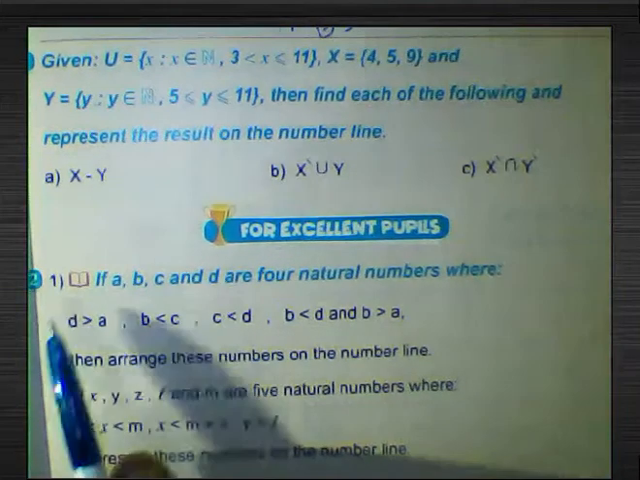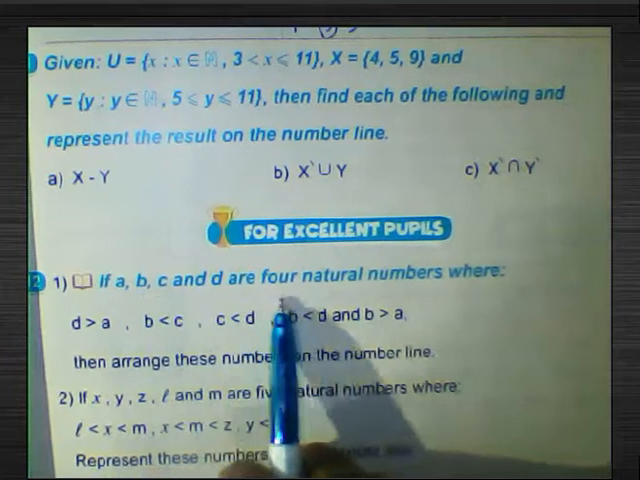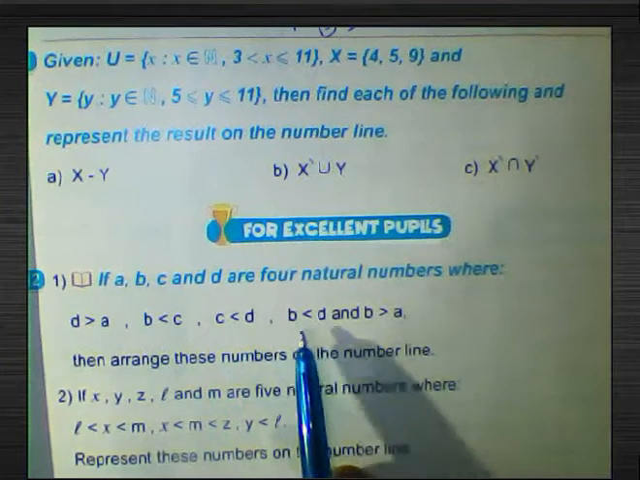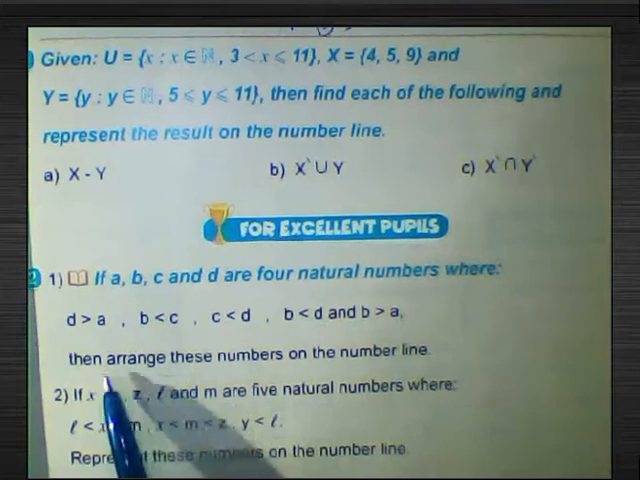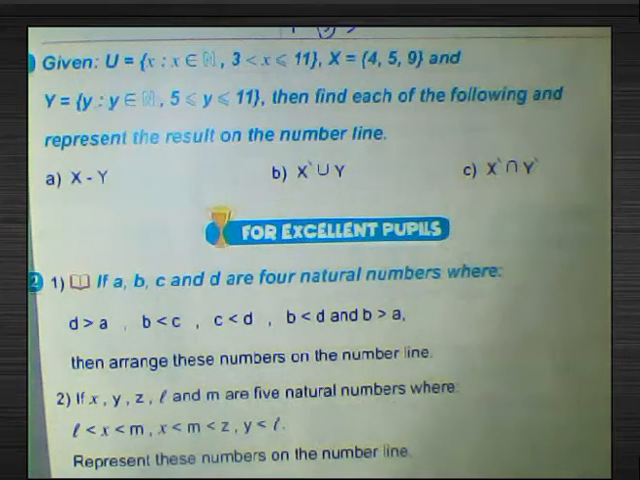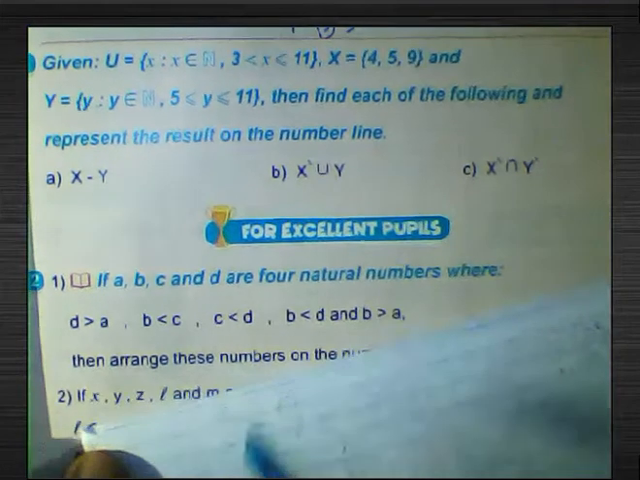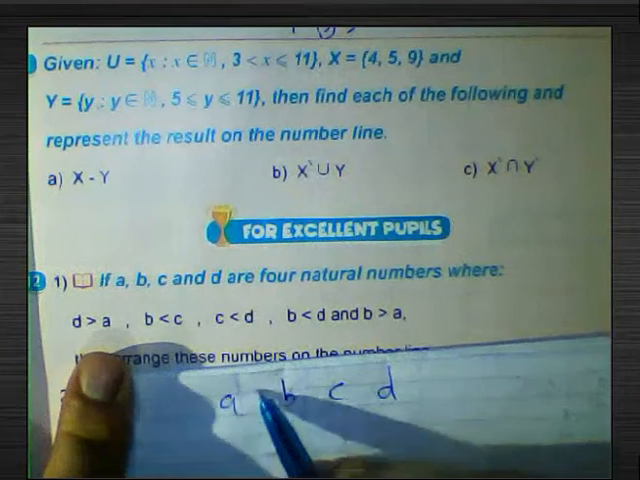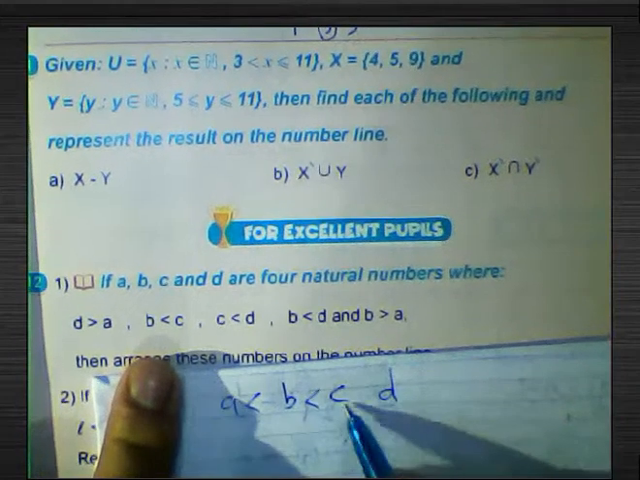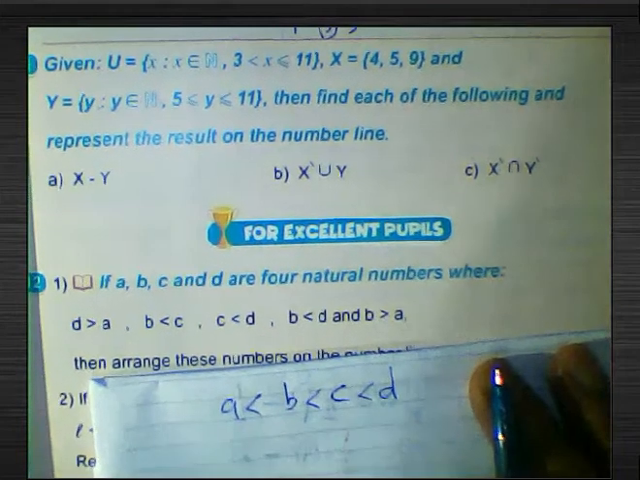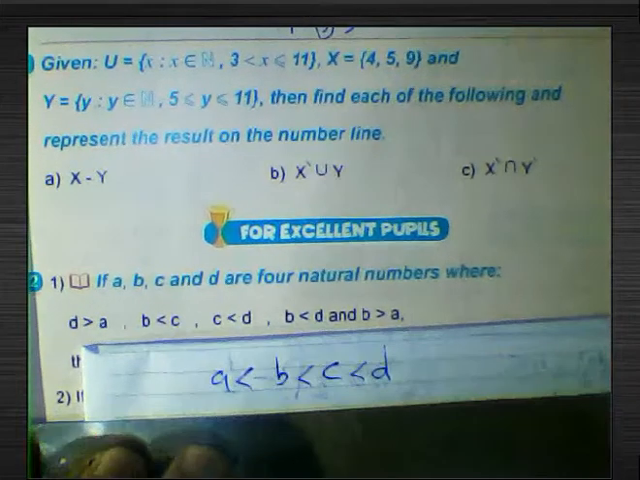Okay. Question number 12. If A, B, C and D are 4 natural numbers where D is more than A, B is less than C, C is less than D, B is less than D, and B is more than A, then arrange and represent them on the number line. It's very easy, but you must pay attention to this example. You must order it. So you can represent it on your number line.